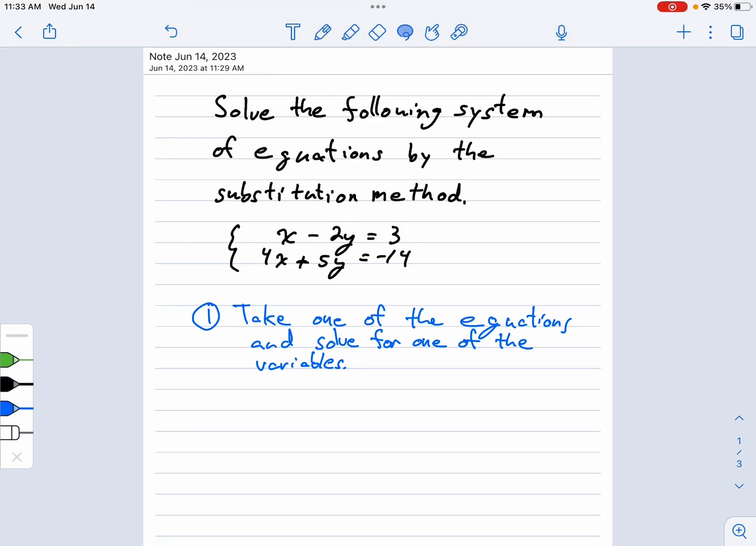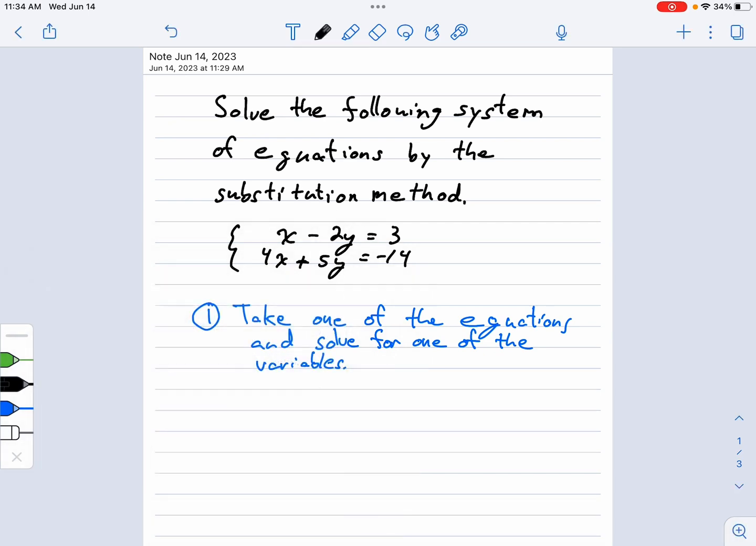Solve the following system of equations by the substitution method. So we have the equations x minus 2y equals 3 and 4x plus 5y equals minus 14. And what we're trying to do is find values of x and y that satisfy both the equations at the same time, using the substitution method here to solve.